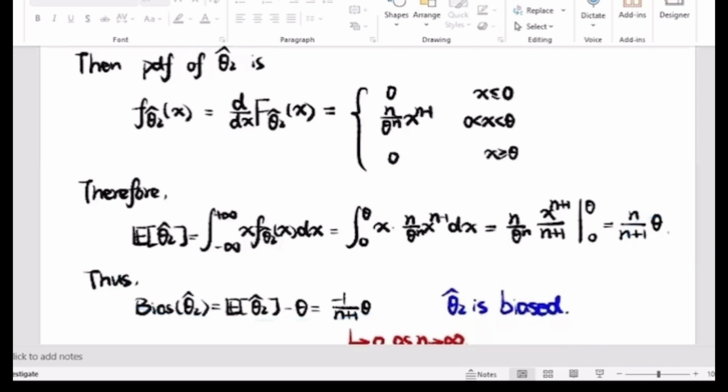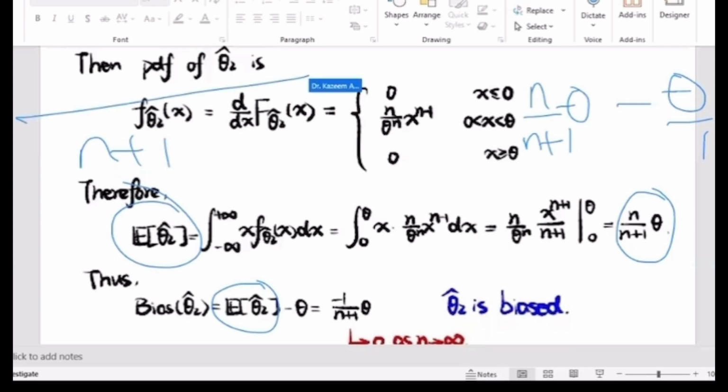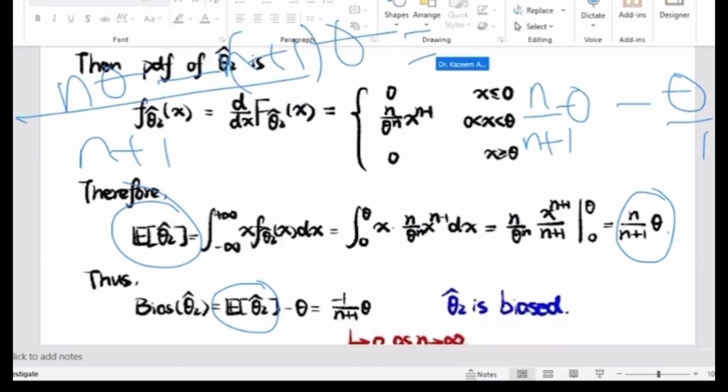Okay, this is how I got it. You know what I got for the expected value, right? Then I'm going to plug that here, which is going to be n over n plus 1 theta minus theta, over 1. Simplify: the LCD is going to be n plus 1. So it's going to be n theta minus n plus 1 theta. When you simplify that, n theta minus n theta minus theta, divided by n plus 1. This cancels that.